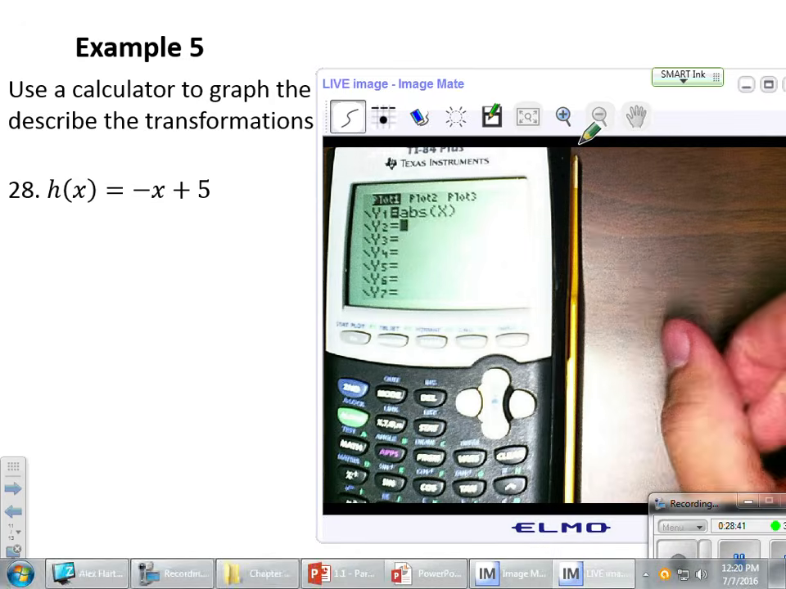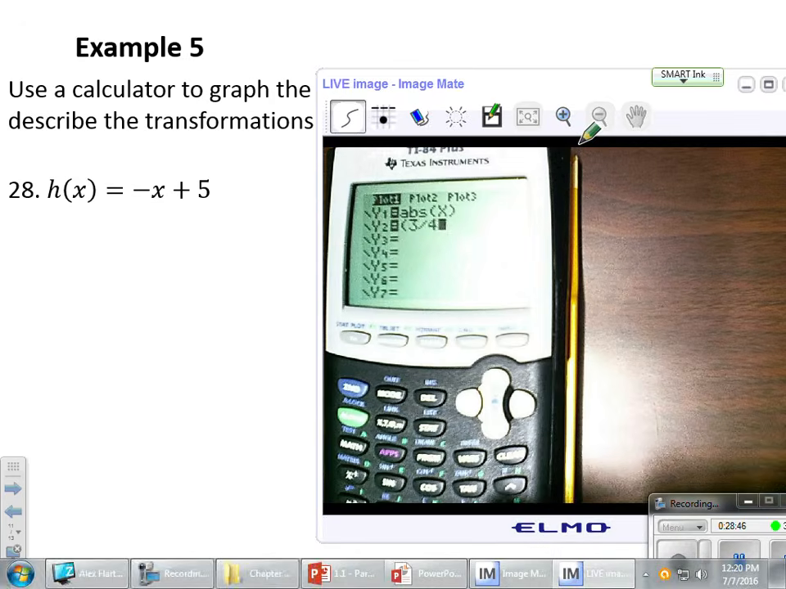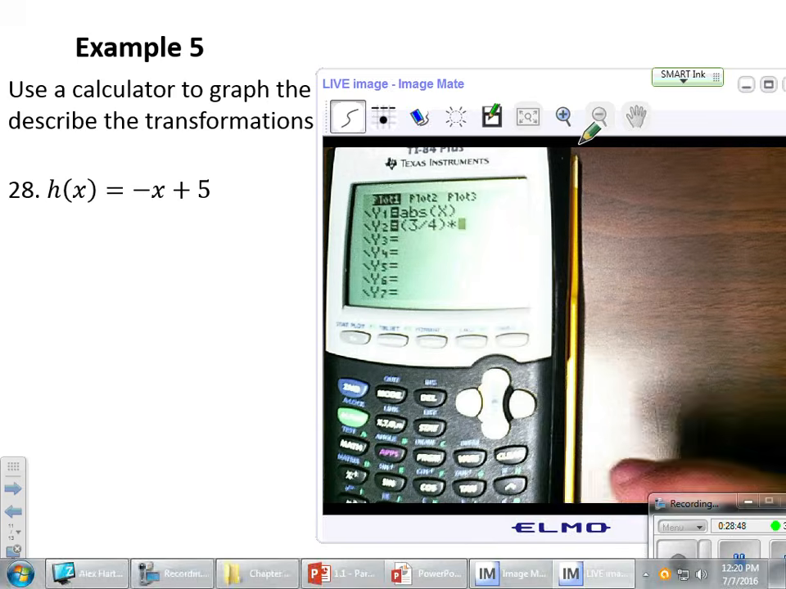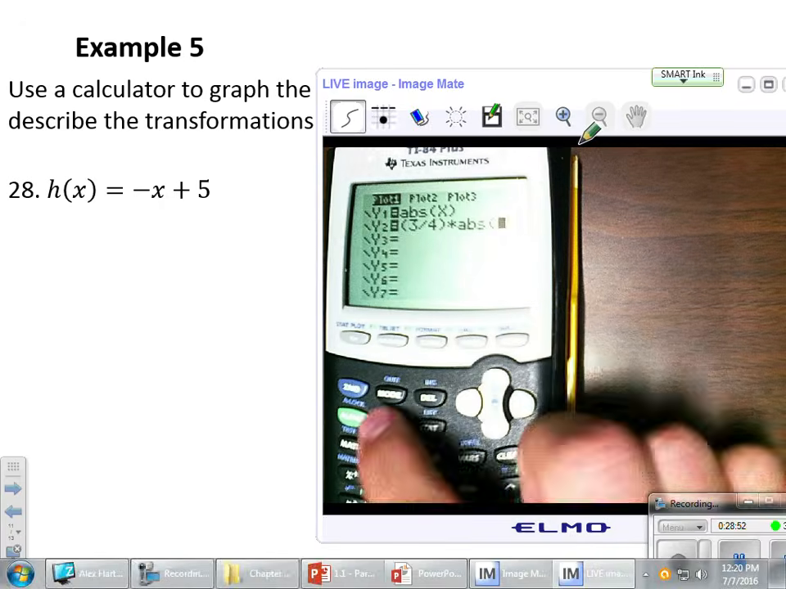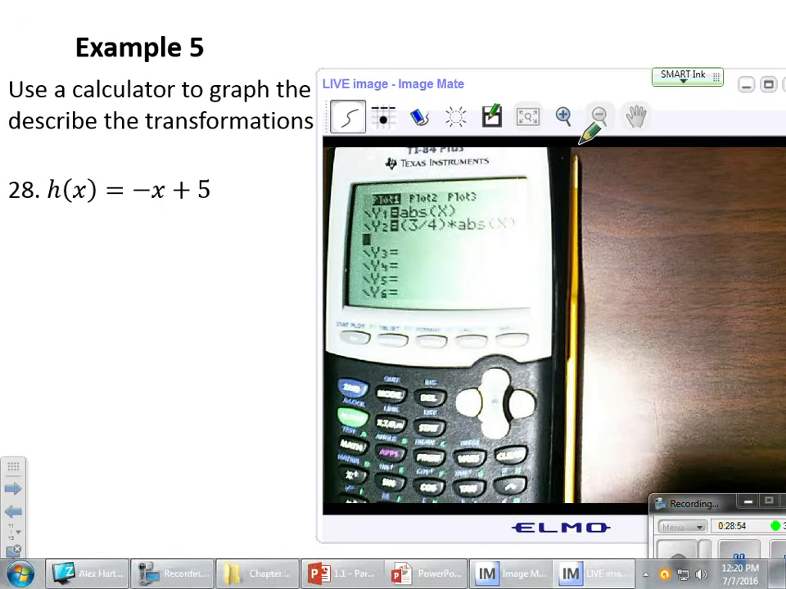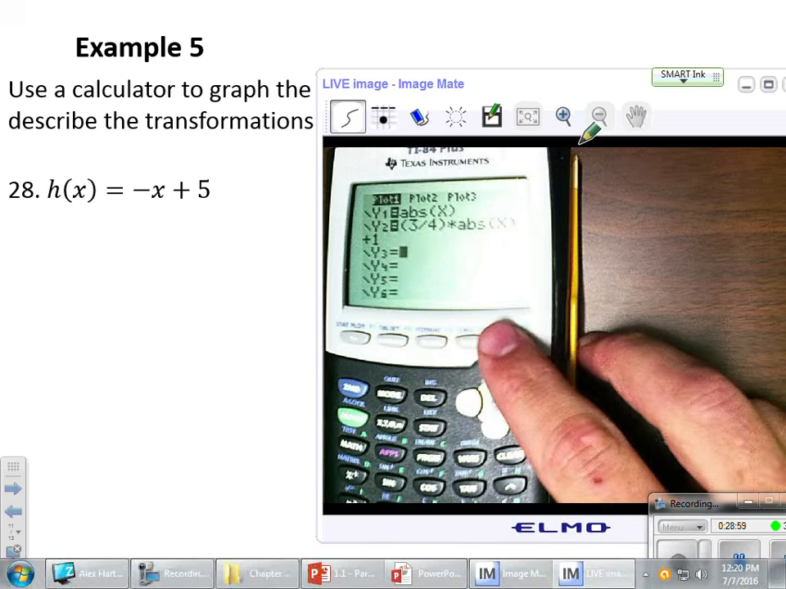Then the second one, 3/4, so in parentheses, 3 divided by 4 times, then we want the absolute value of x, close up that absolute value, and then plus 1. So let's see what happens here as we graph these two functions together.